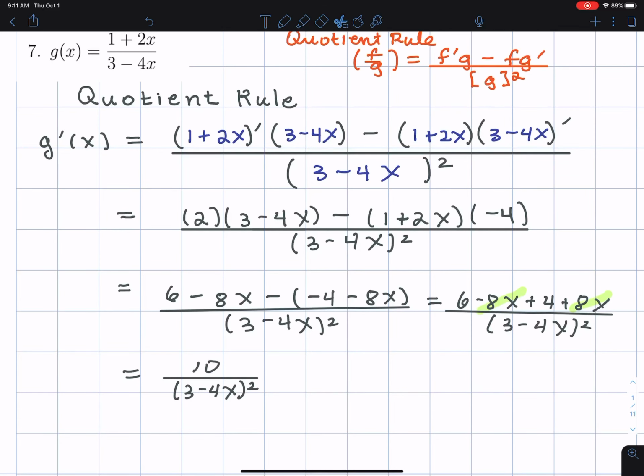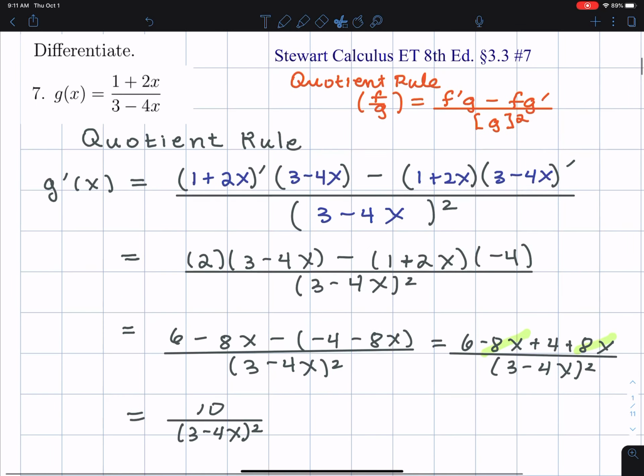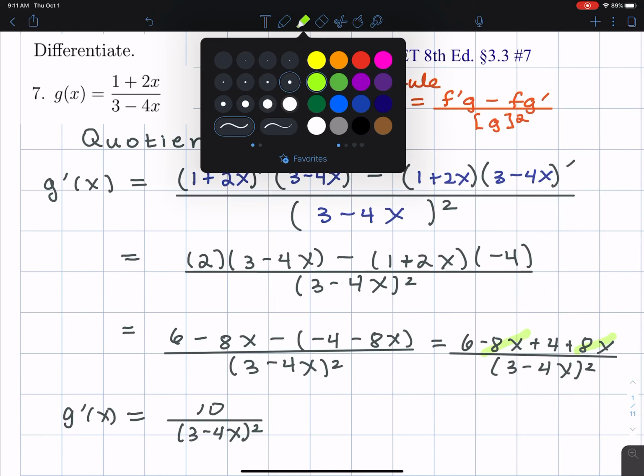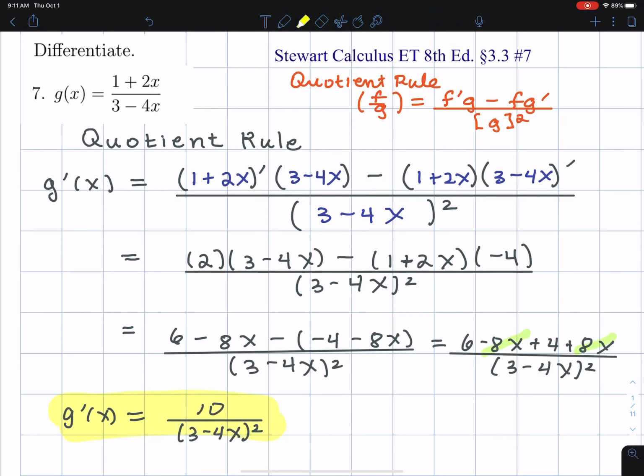Okay, so let's see. I'll just zoom out a little bit there for a screenshot, but I think that's fine. I think everything worked out there, and I'll maybe write down that this is g prime of x and highlight the answer. Okay, that's all.